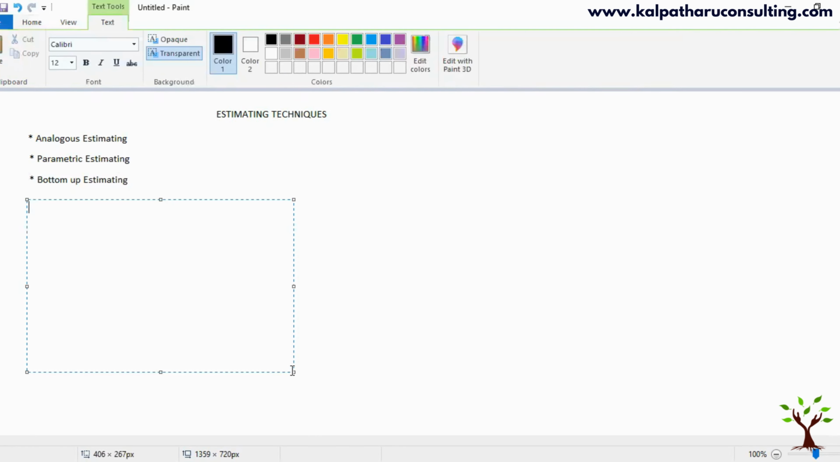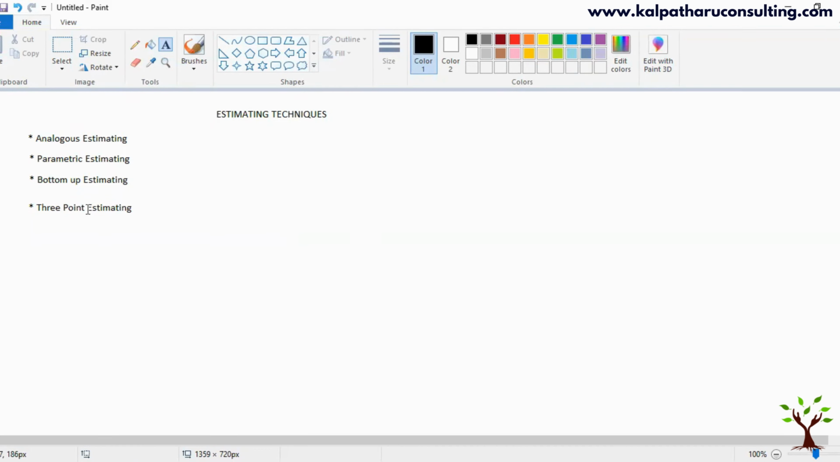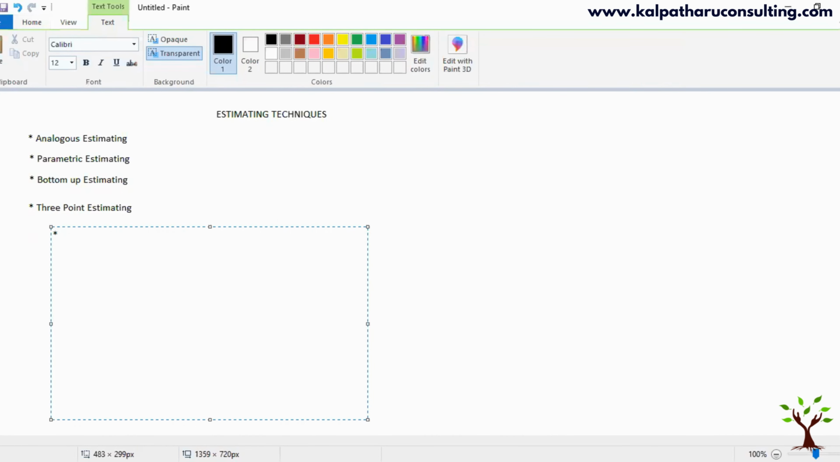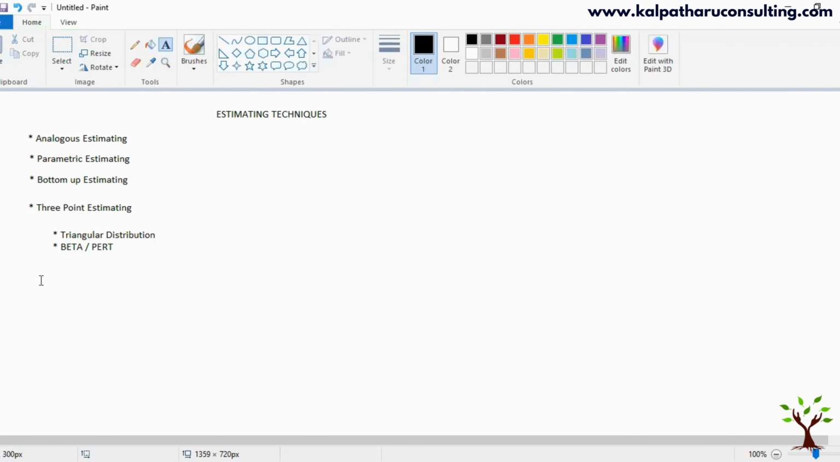And then we are going to look into something called the 3-point estimating technique. In analogous, parametric, and bottom-up, there is one reference point, like 10 minutes or 2 weeks or 5 hours. But here in 3-point estimating, you're going to have 3 points, 3 reference data. How is that? We will discuss in some time. In 3-point estimating, we have 2 techniques or 2 formulas. One is called triangular distribution or triangle distribution, and the other is beta or PERT. So let's look at triangular distribution first.